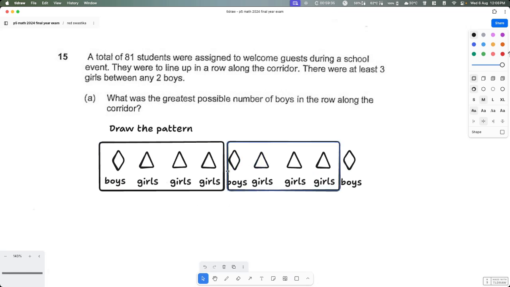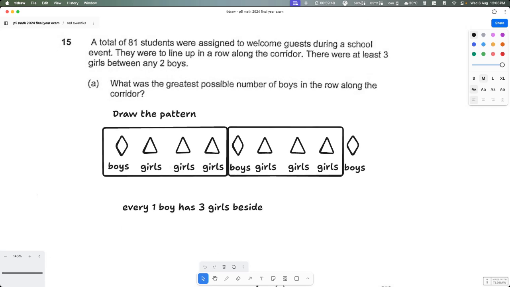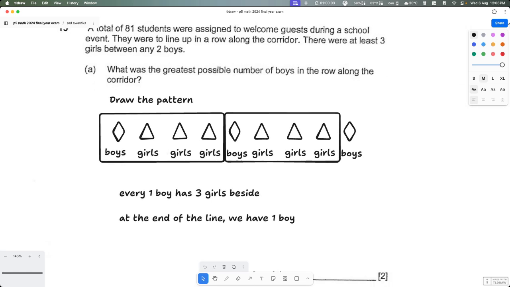Every one boy has three girls beside. Okay, right? So that means if we have 81, we left one boy at the end. At the end of the line we have one boy. So we minus the boy. 81 minus 1 equals 80.